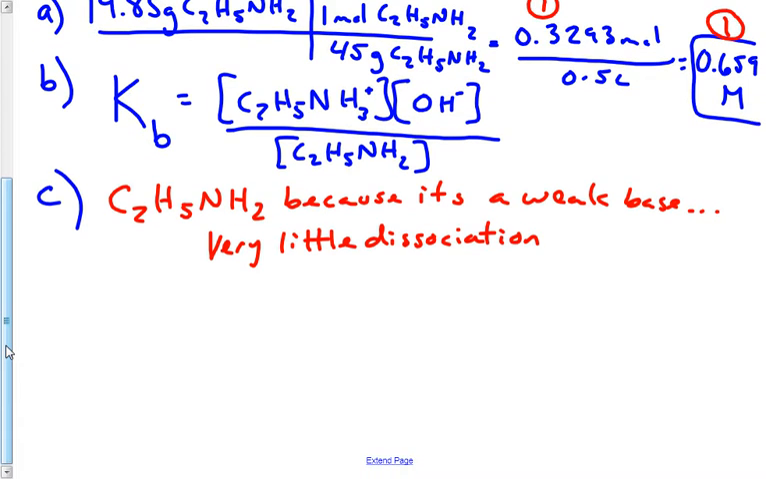Okay? So, obviously, if you have two different Ks, the larger K means that more of that one goes to the right. It still goes to the right. It's not a lot. Okay, D.